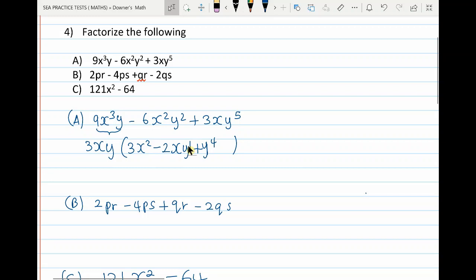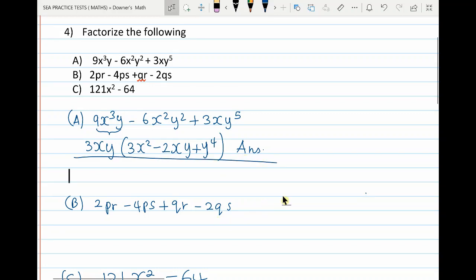Now the 1 here is not necessary, right? So we could take that out. So our final answer is going to be 3xy, open brackets, 3x squared minus 2xy plus y to the power of 4, close brackets. Let me bring this bracket a little closer so it looks a little neater. And that will be our final answer for A.